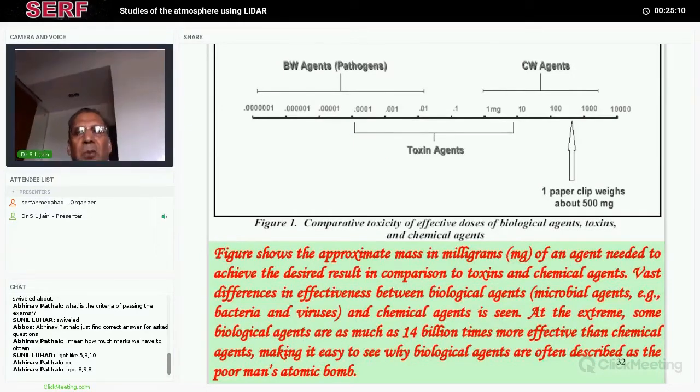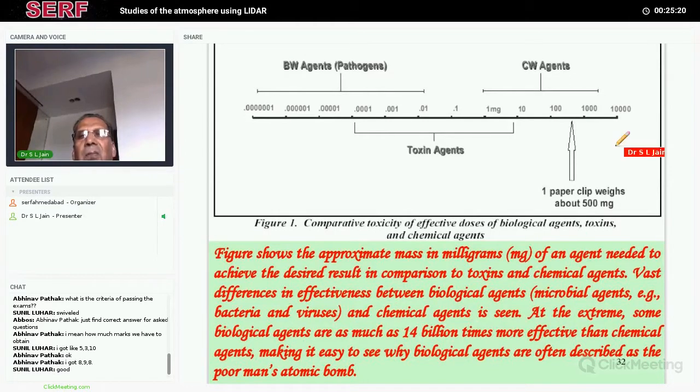So the figure shows the approximate mass in milligrams of an agent needed to achieve the desired result in comparison to toxic and chemical weapons. If you have chemical weapons, you need this many milligrams, while for biological weapons you need only this much. So there is a vast difference in effectiveness between biological agents and chemical agents. At the extreme, some biological agents are as much as 14 billion times more effective than chemical agents, making it easy to see why biological agents are often described as the poor man's atomic bomb.